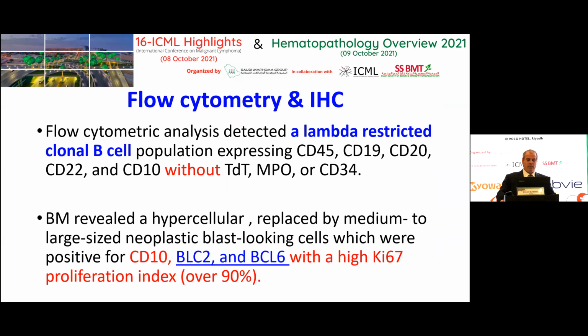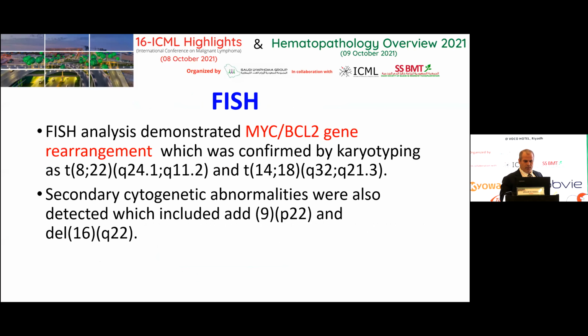So we deal with B-cell lymphoma, high grade with blastoid morphology. We did bone marrow immune stains. BCL2 and BCL6 are expressed. With Ki-67 it was more than 90%, and CD10 was also positive. So what is the diagnosis?